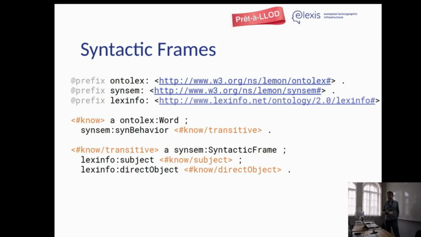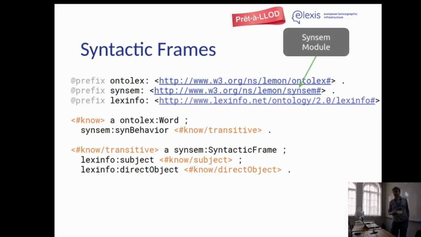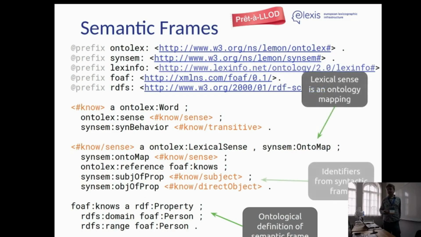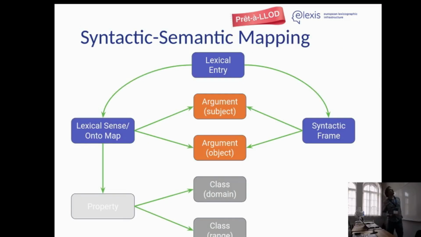So we had this idea that you could have syntactic frames, and that you could say how syntactic frames map onto ontological frames, and we ended up with a model a bit like this, where we have a syntactic frame with a number of arguments, and an ontological mapping which maps these arguments into a property which has semantic properties like its domain and range. So this is one of the modules of OntoLex.